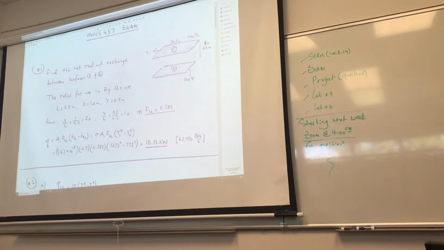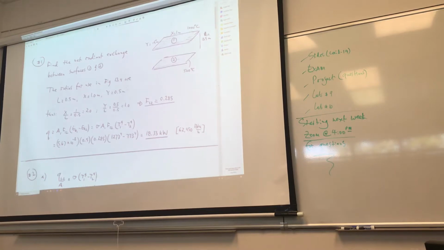The way you find that F12 is to use the figures in chapter 13 for 2 parallel plates. You need to find what L is, what X is, find X over L, find Y over L, and then just read the value of F12. You may read 0.28, you may read 0.29, but as long as it's in that neighborhood, that's good enough. Then it's just a matter of plugging in the values: sigma A1 F12 (T1^4 - T2^4), making sure the temperatures are converted to Kelvin instead of kept in degrees C. Okay? So that's all in problem number 1.